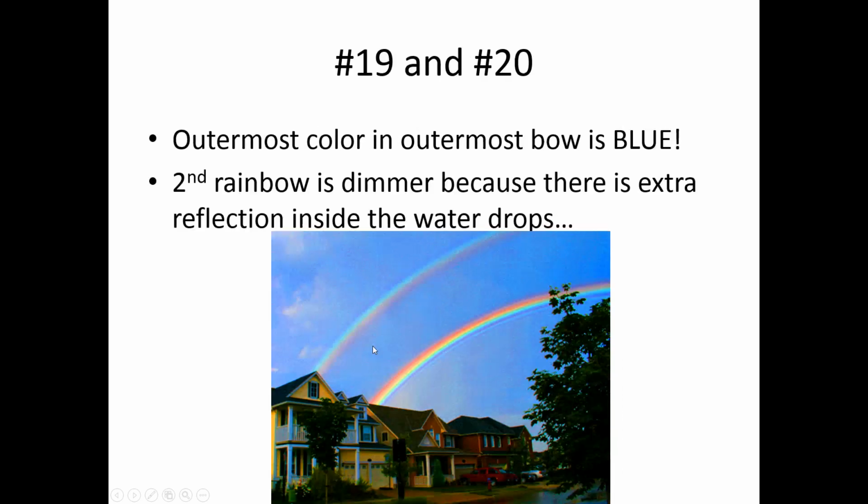For number 19 and number 20, the outermost color and the outermost bow of a double rainbow is blue. So notice that here's the primary rainbow, here's the secondary rainbow, and the outermost color there is actually blue. The second rainbow is dimmer because there's an extra reflection inside the water drops. So there's water drops around here, and the extra reflection actually produces the second rainbow that you'll see.